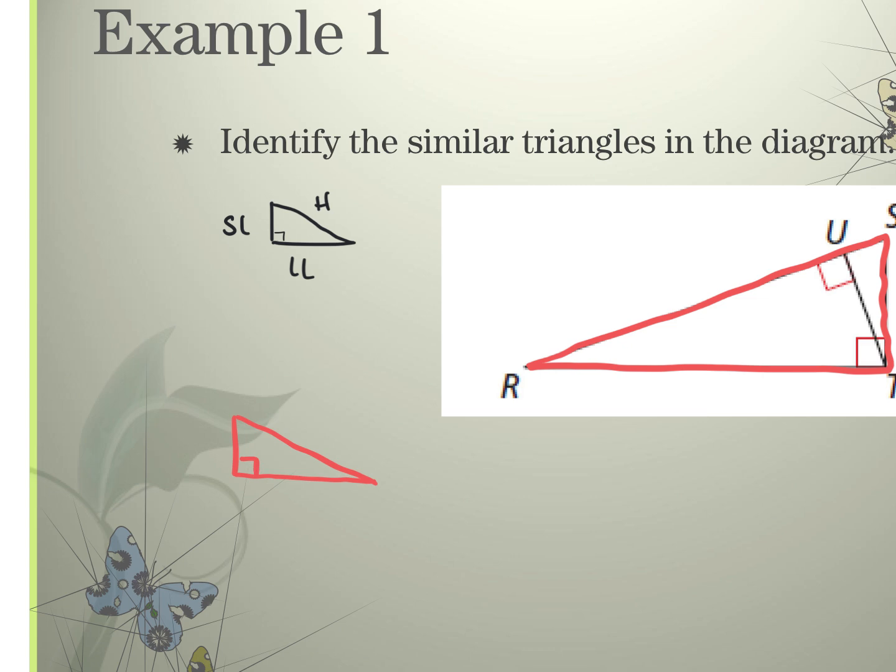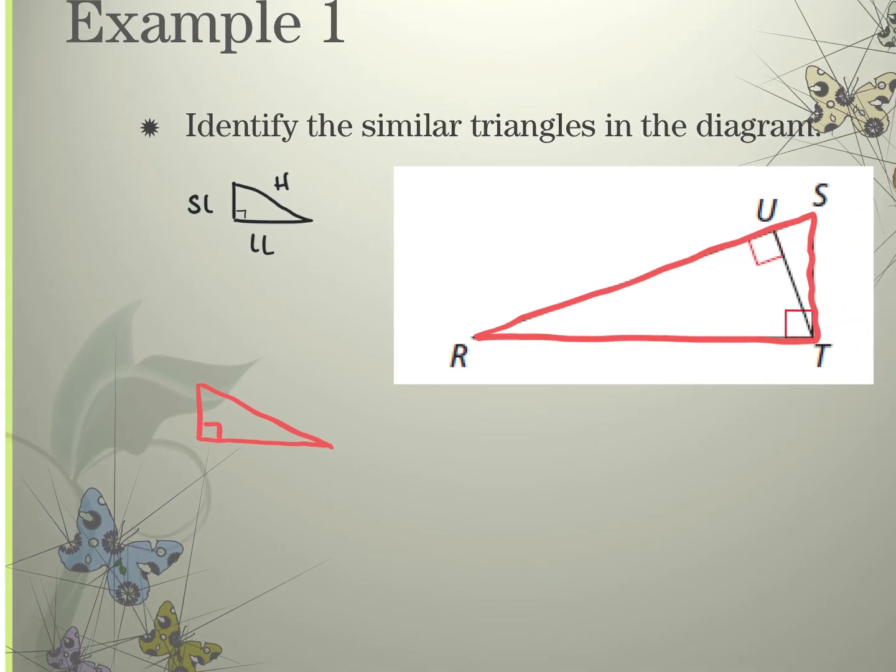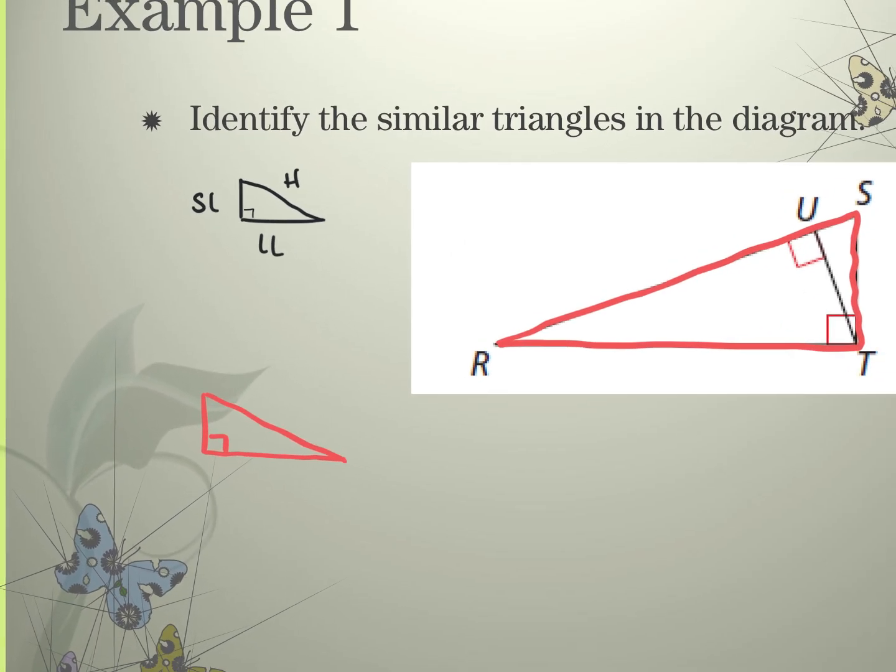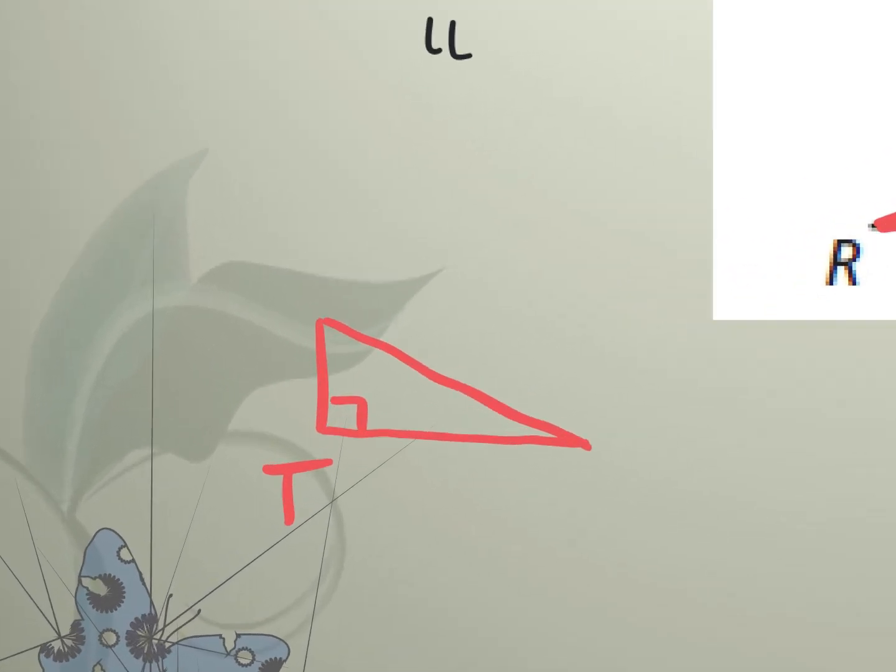What goes at the 90? What letter goes at the 90? T. Do you see how in your figure, the 90 degrees for that big triangle occurred at the T? So that T has to go down there. What letter would go above the T? S. And what letter would go to the right? R. Congratulations, you just did one of the 3 triangles.